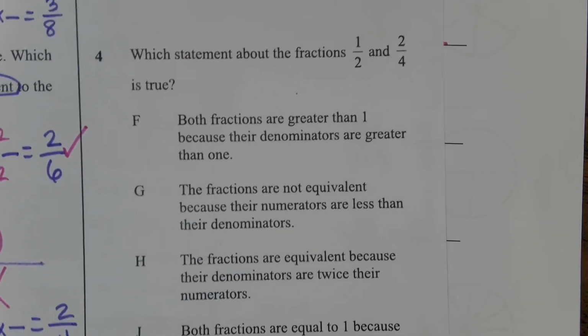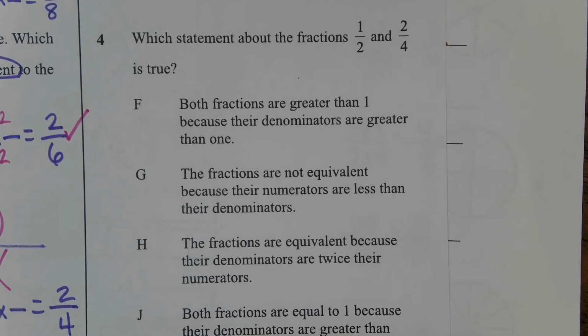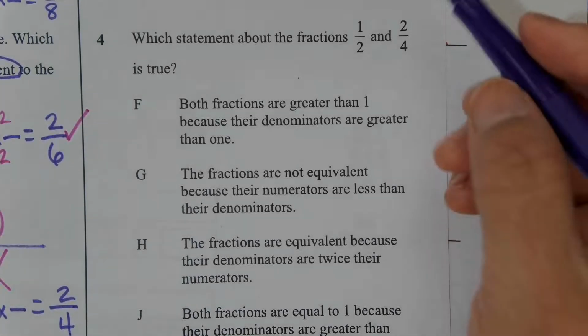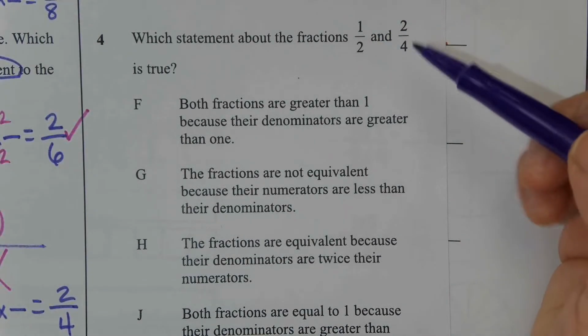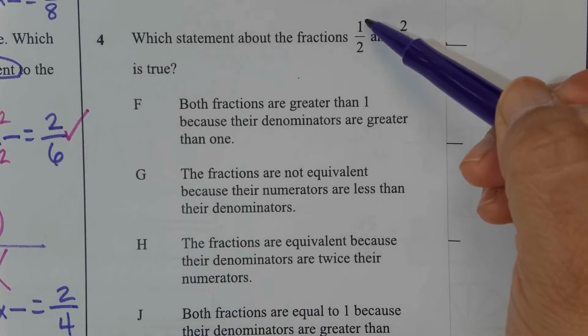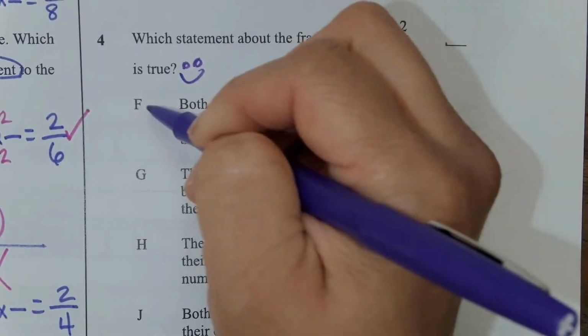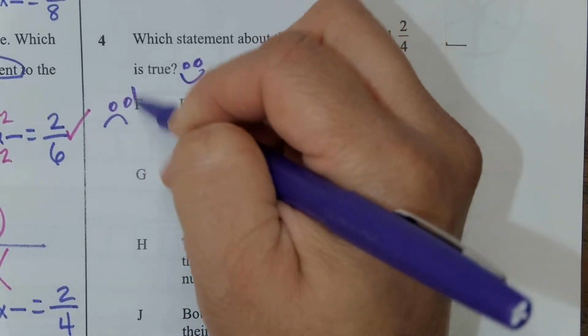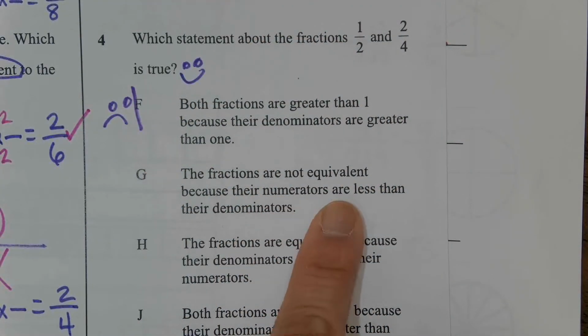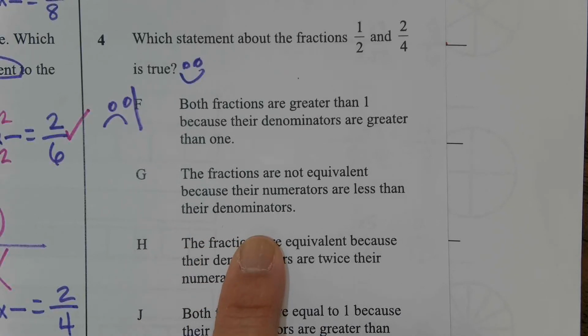Number 4, which statement about the fraction 1 over 2 and 2 over 4 is true? Both fractions are greater than 1. Well, no, both fractions are not greater than 1. If the fraction was greater than 1, your numerator would be larger. So we're looking for true. This one is not true. The fractions are not equivalent because their numerators are less than their denominators.